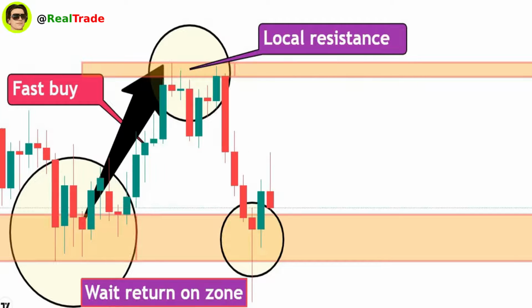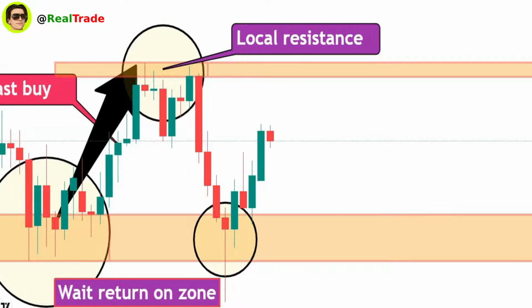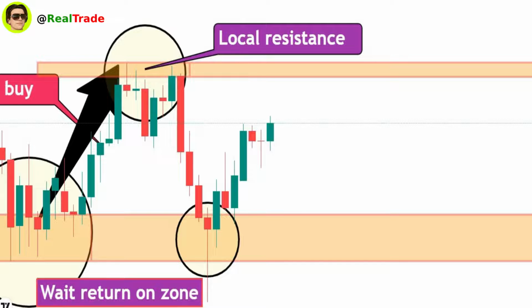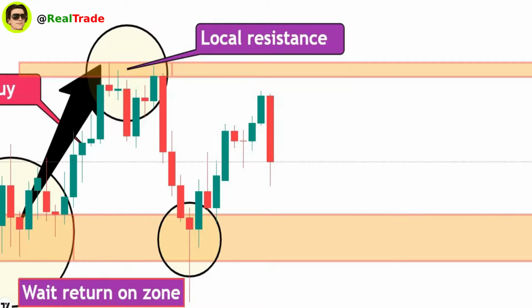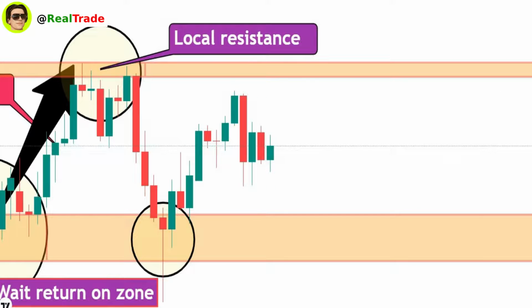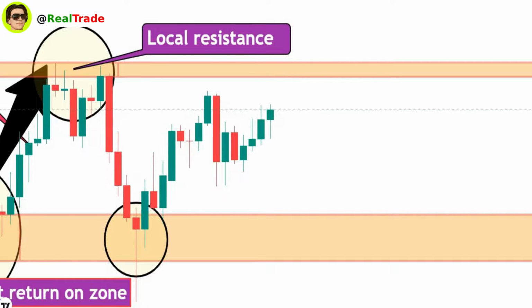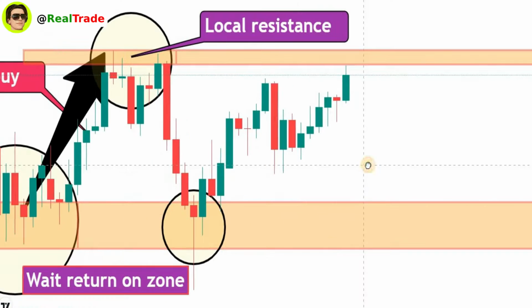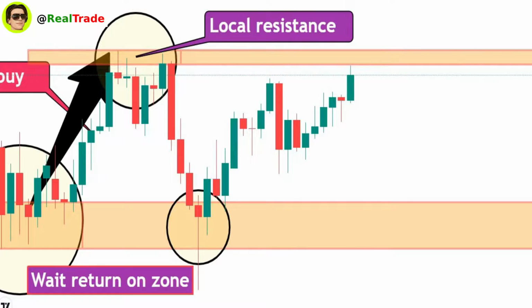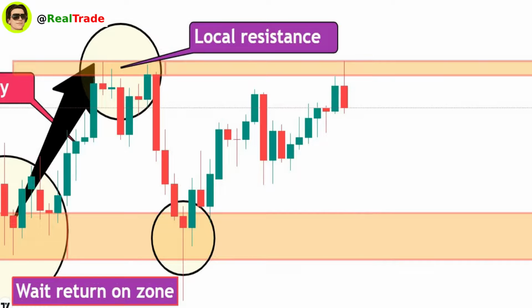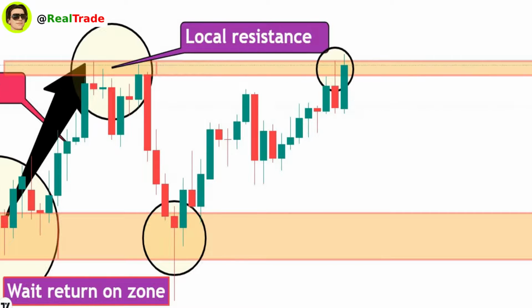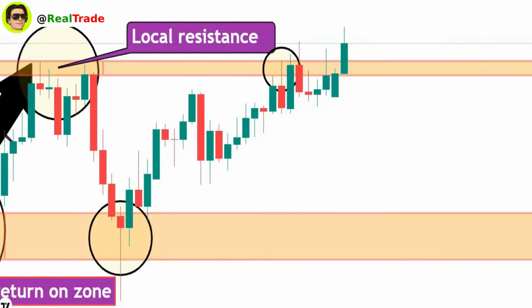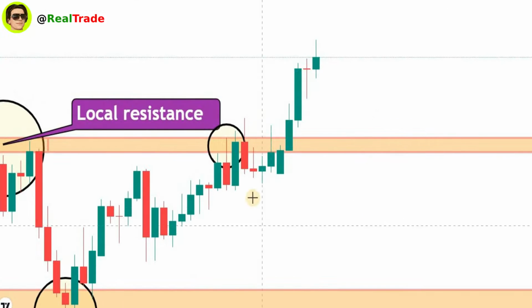Next candle. Continue. Buy fast. Look at the chart. Yes. Take profit, TP. This candle TP. Touch local resistance. Touch zone. Continue. Touch zone and broken zone.